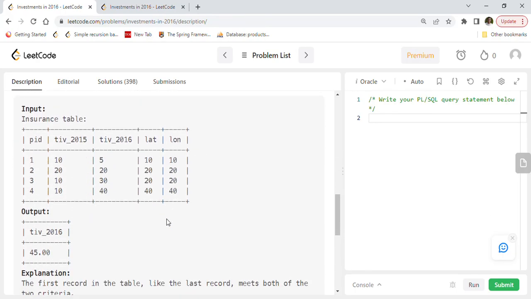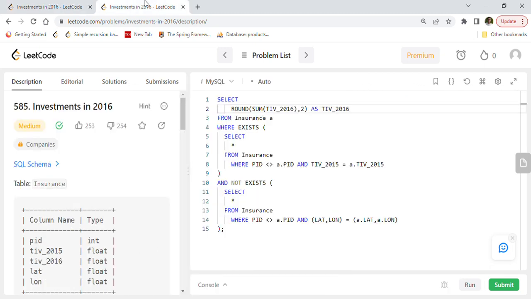Today I will show you a simple solution in MySQL where you can use the where exists clause and the where not exists clause, right? To solve this problem, you can just write a simple MySQL query like this. So select round sum TIV 2016, 2. So we are rounding it to 2 decimal places.